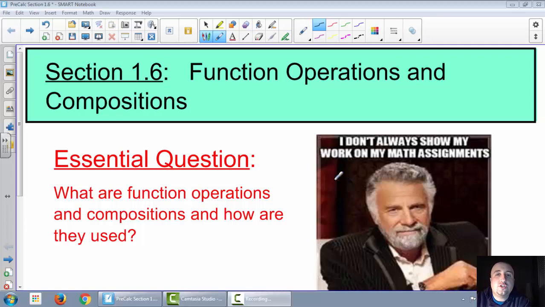All right, welcome to section 1.6. I think this is the first section in chapter 1 that only has one part. So this is called function operations and compositions. And it's only one part because most of this is review. You should have already done this, okay?